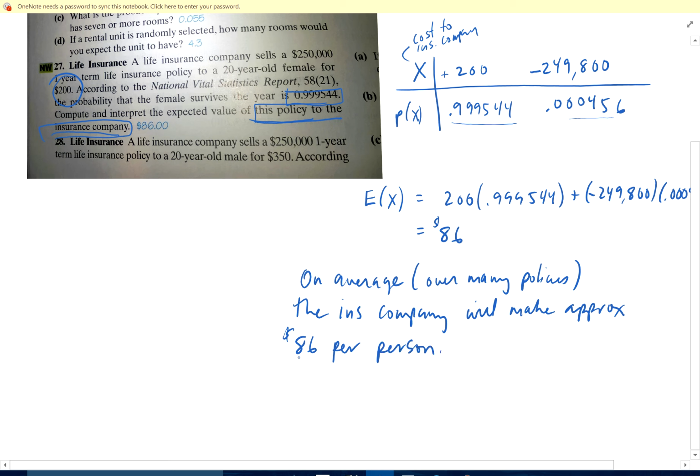Now remember, that's an average number. They're not making $86 on anybody, but on average, after hundreds and thousands of these policies, that's what it's going to end up averaging out. Because most they're going to collect $200 on, some they're going to pay out on. All right, 29.